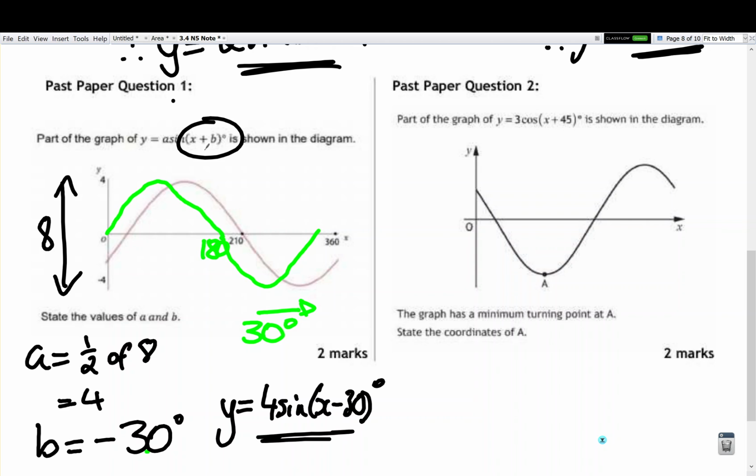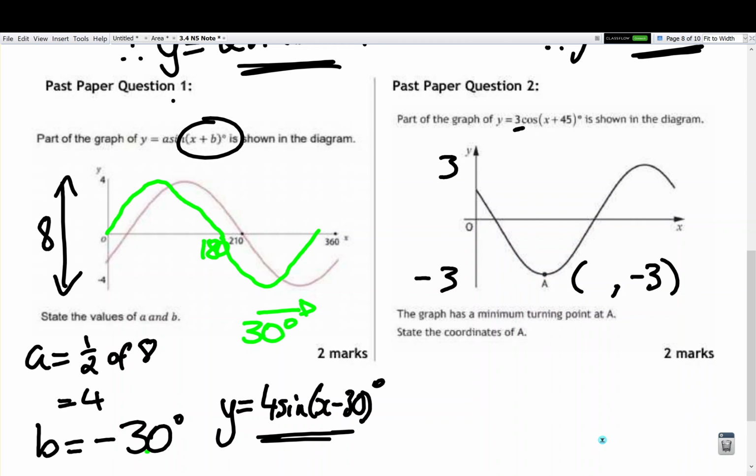Okay, so just be careful. Sometimes it'll be a negative in that bracket they give you. Sometimes it'll be positive. You need to understand what that should be. The second one, we know the maximum is 3 because it's 3 cosine. So straight away I know the y value is minus 3, because the maximum it goes up to is 3, the minimum it goes down to is minus 3. So it's all about figuring out what the x direction of this minimum turning point would be.